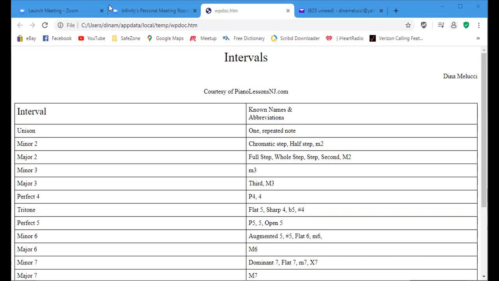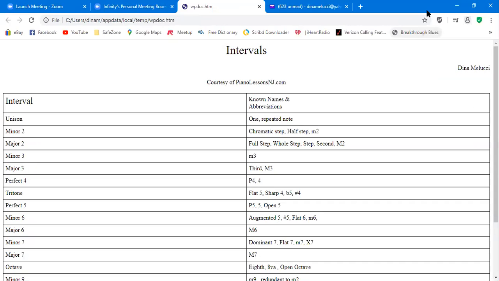Hi guys, so I'm going to quickly go over the interval names and also play what they sound like. So let me share my screen with you so you can see the chart. Okay, so this is the chart that I created with all of the intervals.